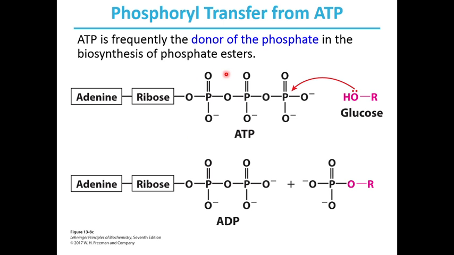ATP is frequently the donor of the phosphate in the biosynthesis of phosphate esters, which involves phosphoryl group transfer. If you look at this reaction that is catalyzed by an enzyme, a glucose attacks this phosphoryl center of ATP, and this phosphate leaves from ATP to release ADP, and the phosphate is now attached to glucose. This is a characteristic phosphoryl transfer reaction.